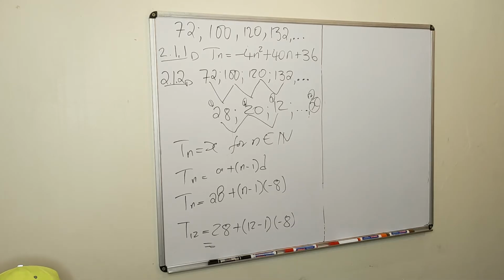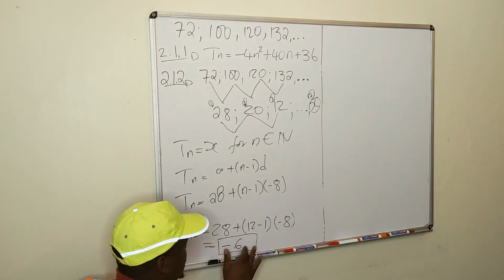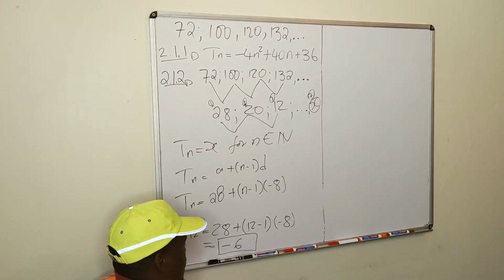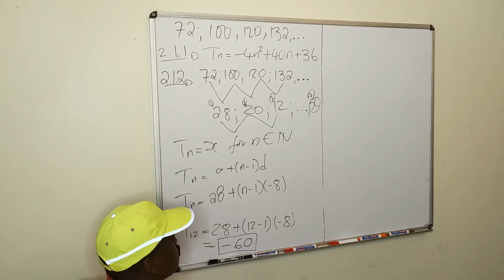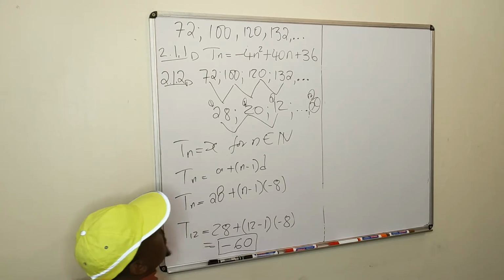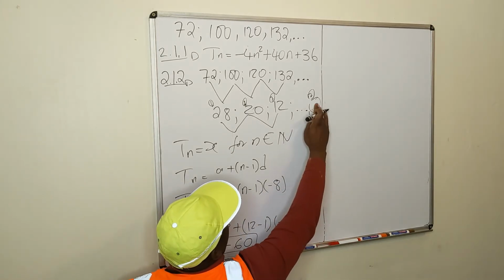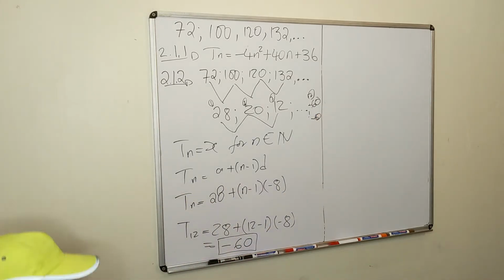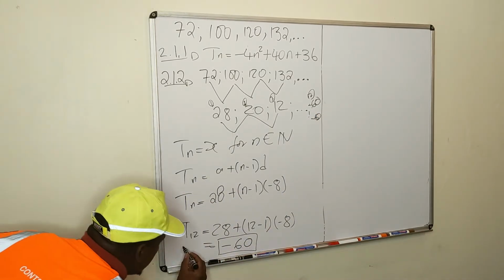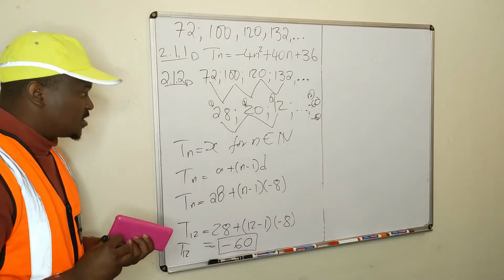I don't want to make any mistakes. 28 minus 88 is minus 60. So this is minus 60. That tells you that the term over there is minus 60. The term here in the 12th position is minus 60. So T12 of the first difference is minus 60.